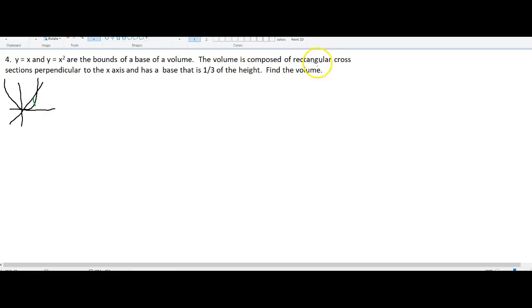It says here the volume is composed of rectangular cross sections, rectangles now, where the base is 1/3 of the height. So if I go ahead and draw my rectangle over here, there's my rectangle. The base is 1/3 of the height, so the height is going to be taller. Whatever this green value is, this is going to be 3 green. The problem is the value of green is changing as I walk along the x direction. We're going to walk through the x direction because my shapes are perpendicular to the x direction, so why not walk in the x direction?